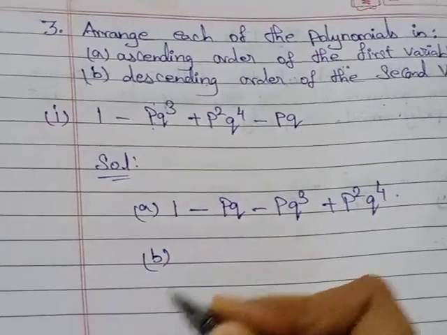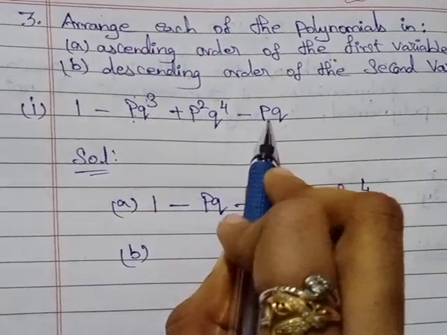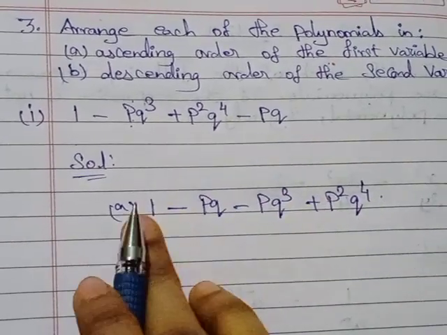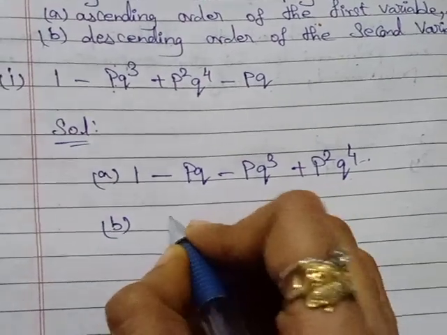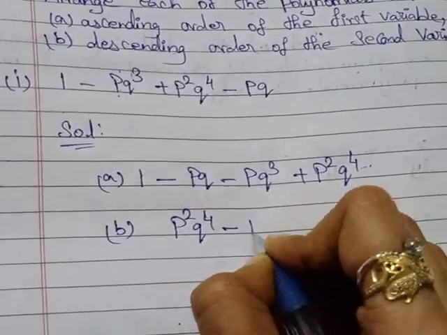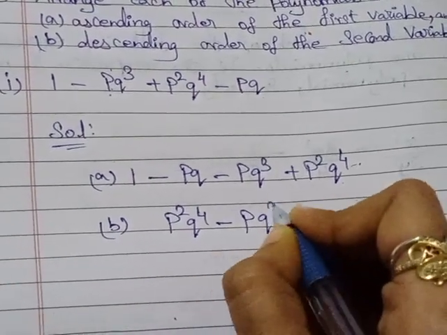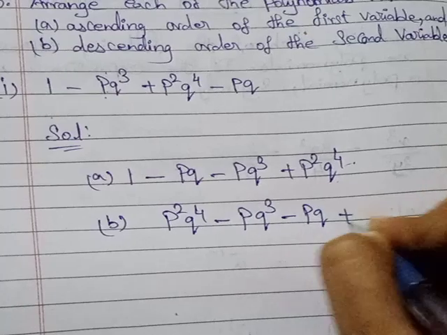Next, B, descending order of the second variable. The second variable is q. Descending order means largest to smallest. So the largest value is this value: p squared q power 4 minus p q power 3 minus p q plus 1.